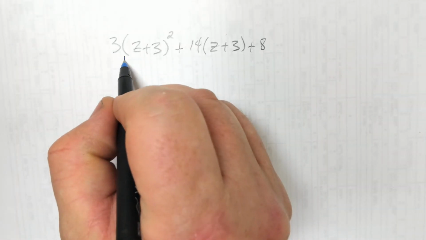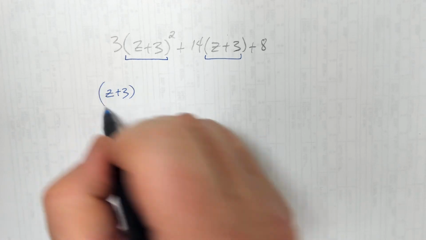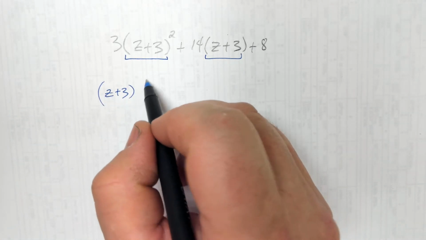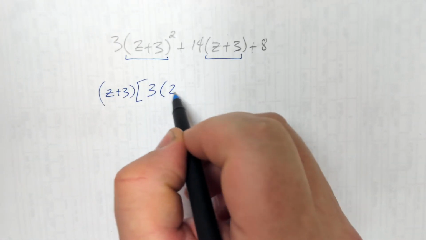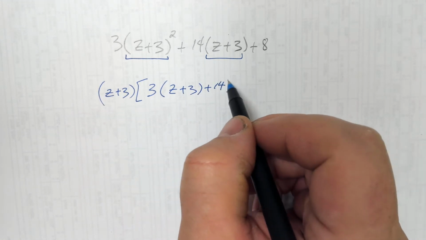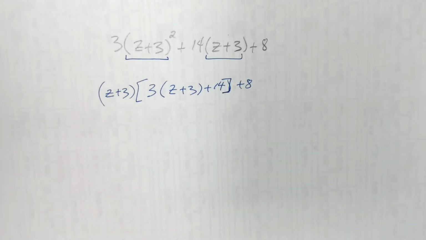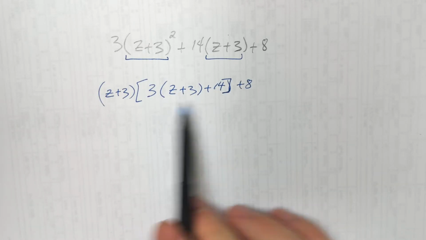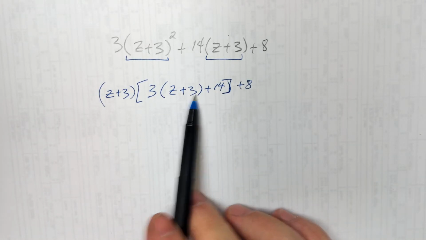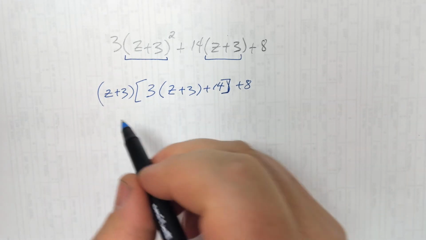Check it out. Here's what they have in common. So we're going to take that out just like last time. I think you're right, Ivan. I think this one's going to work out okay. Then I'm going to be left with 3 times z plus 3 plus 14 plus 8. Yeah, so this is going to be the same thing as the last one. You're going to distribute and combine like terms, and then you're going to multiply and combine like terms, and then you're going to factor. So, same process.